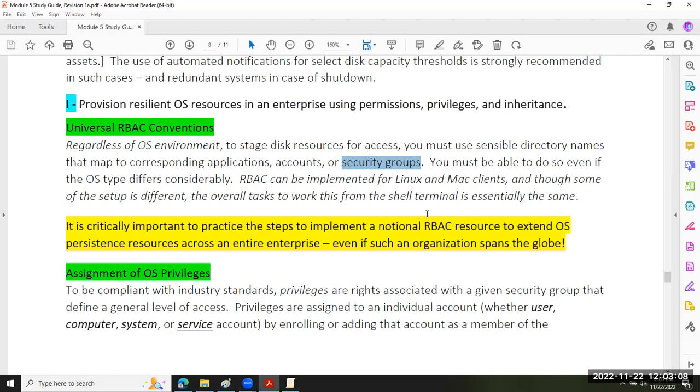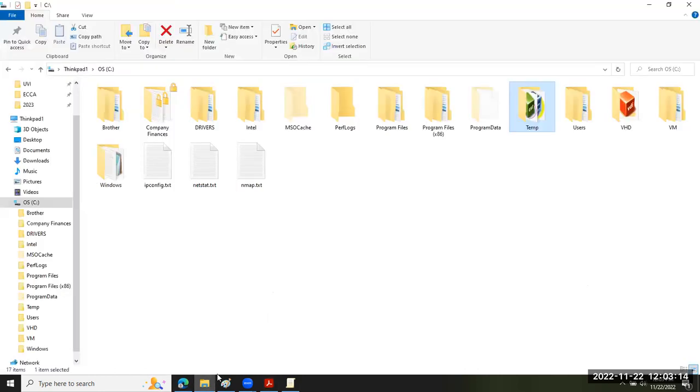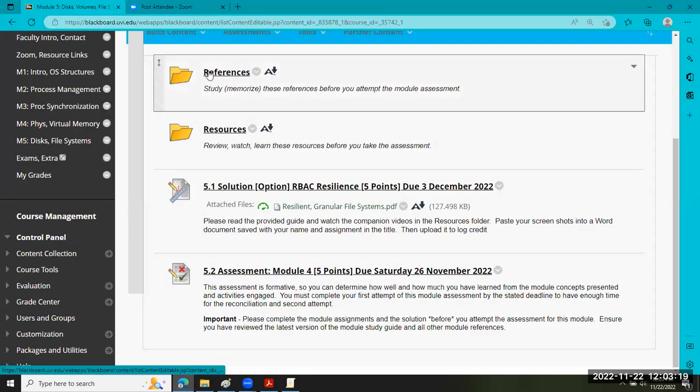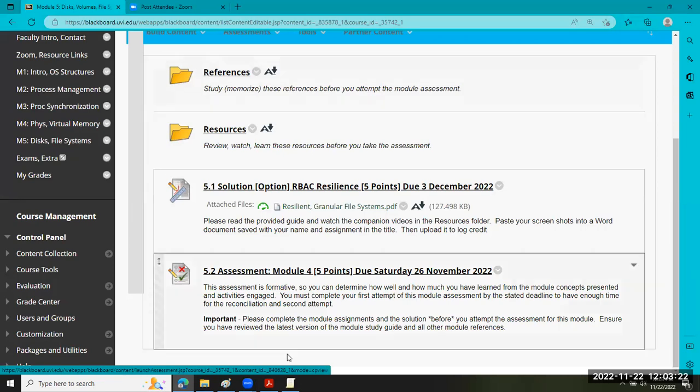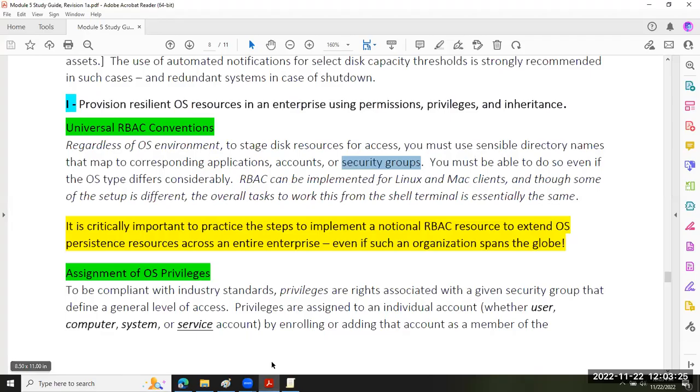So that's what the solution is about, and there are some corresponding videos, and there's also some additional resources in here under the references and special topics. It talks about RBAC. Now, true or false, you can or cannot implement RBAC in Linux. True or false? Well, okay, it's right on the screen. I just want to call that out. You can implement RBAC for Linux and Mac clients. The setup is a little different, but basically the overall tasks work the same, okay?